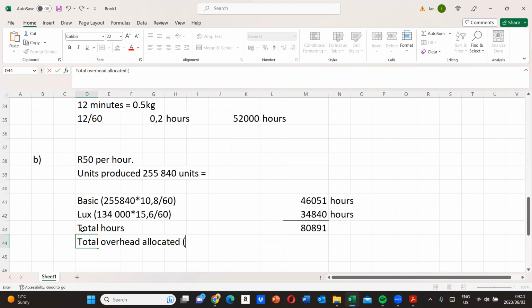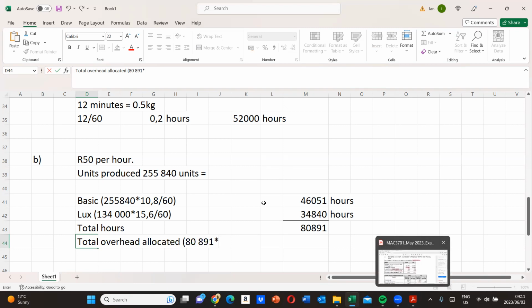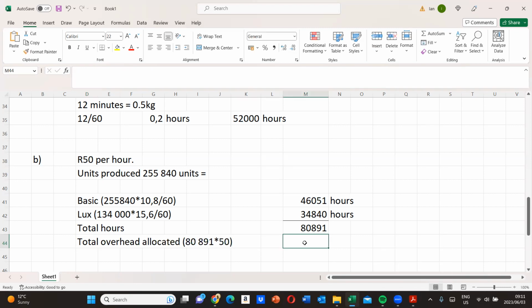We could have just multiplied by 50 in each and every one of these components. Remember, we're told the absorption rate is 50, but it gives the same answer as well if we just work it out like this. We can just work out the total hours, then multiply by our allocation rate.